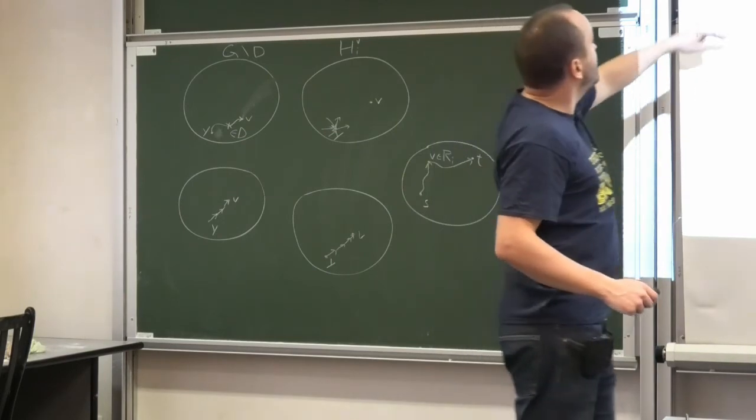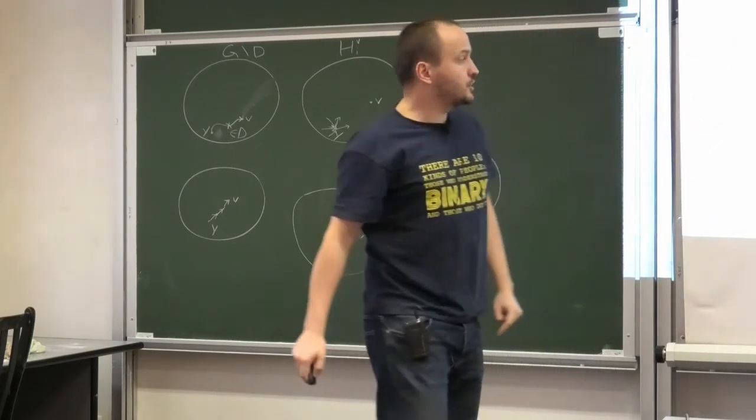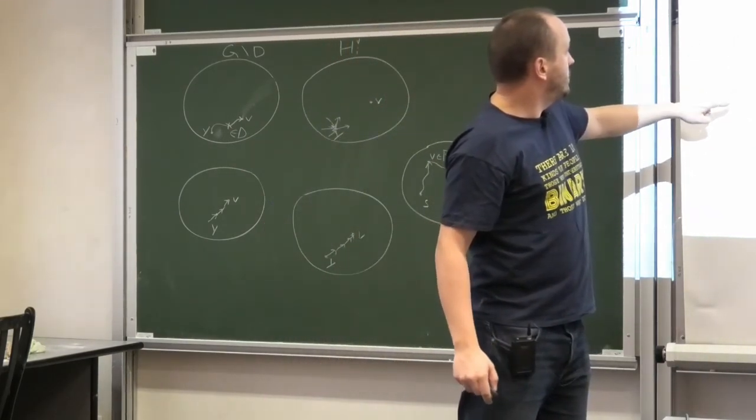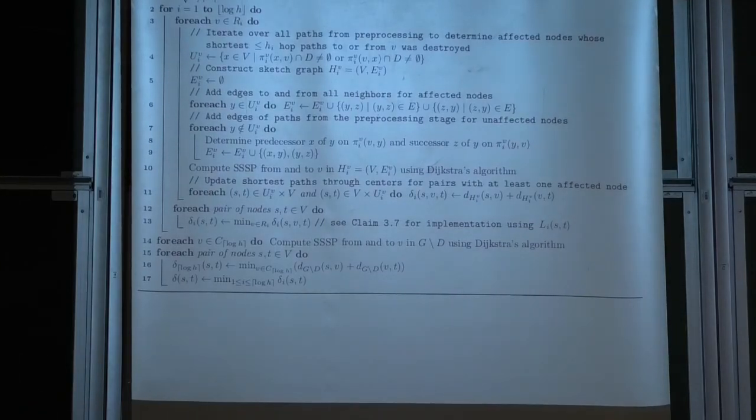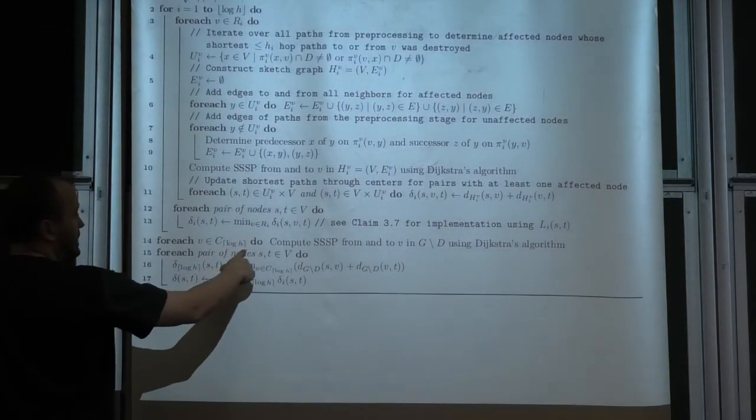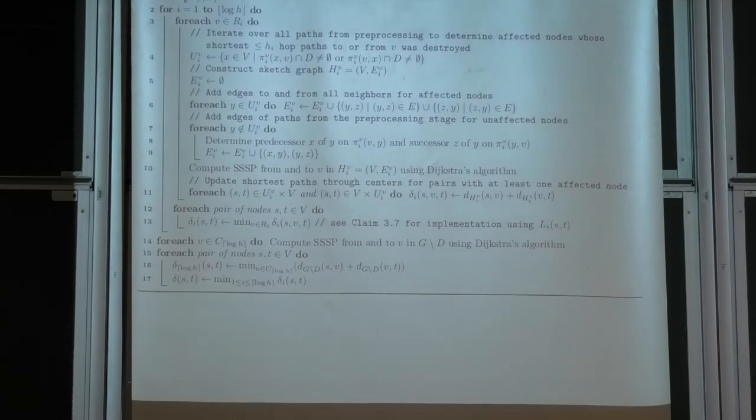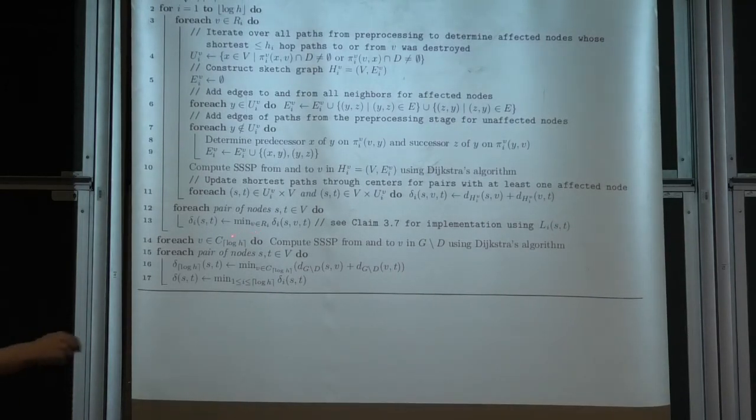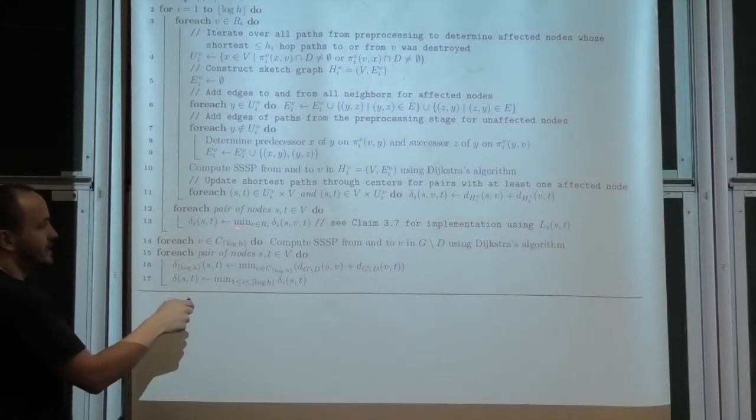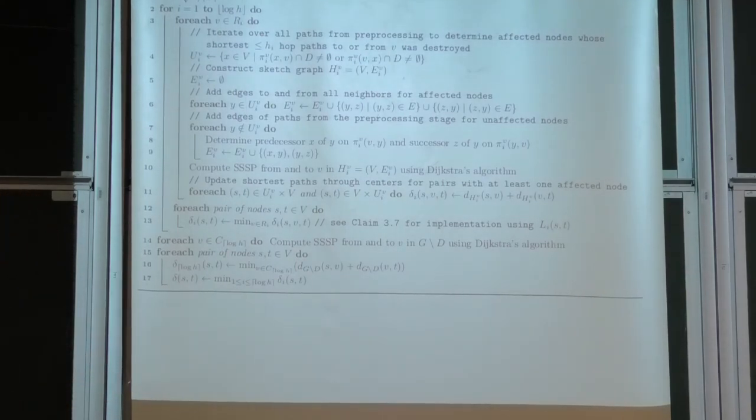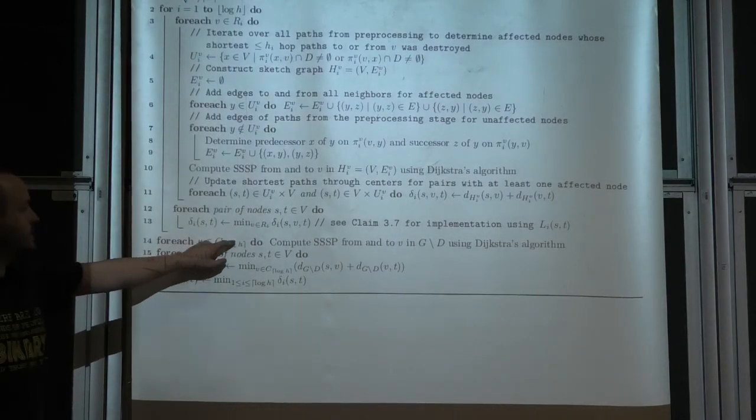Finally, remember this process here only handled up to roughly H hops. So this last step basically handles hops larger than H. You look at all the center nodes that were sampled on this log H level, and there you just brute force it and compute single source shortest paths from and to V in G minus D using Dijkstra. We don't construct a sketch graph here, and the reason we can afford this, which we'll show in the analysis, is that this set is small. Remember that the higher up in the hierarchy you go, the fewer centers you sample. So this is why this step can be done efficiently.